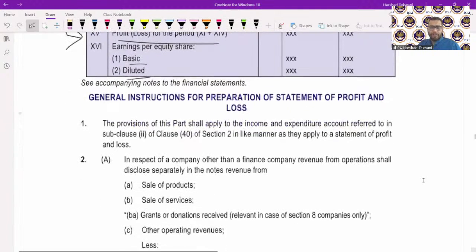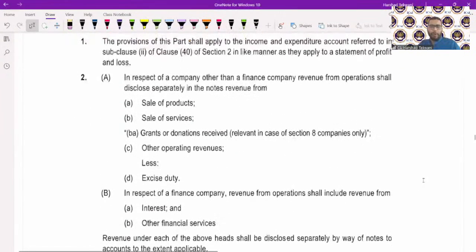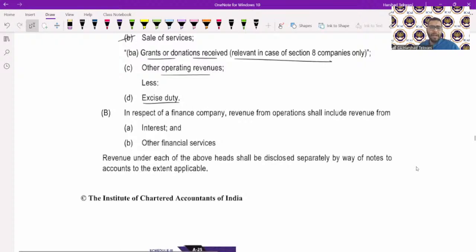Then there are general instructions to the profit and loss account, which talk about what shall be revenue for a company other than a finance company. For other than a finance company, revenue shall be sale of products, sale of services, then grants or donations received in case of a Section 8 company, and other operating revenues, from which you deduct excise duty. In case of a finance company, it will be interest and other financial services, that is, revenue from other financial services will be disclosed.